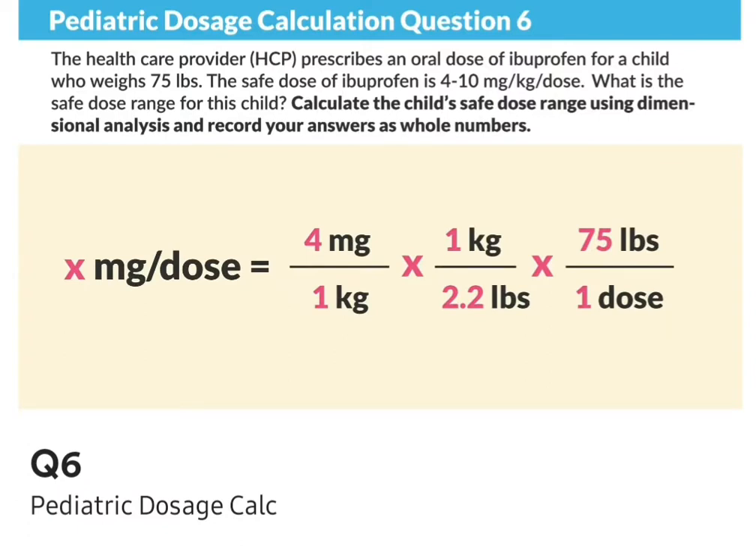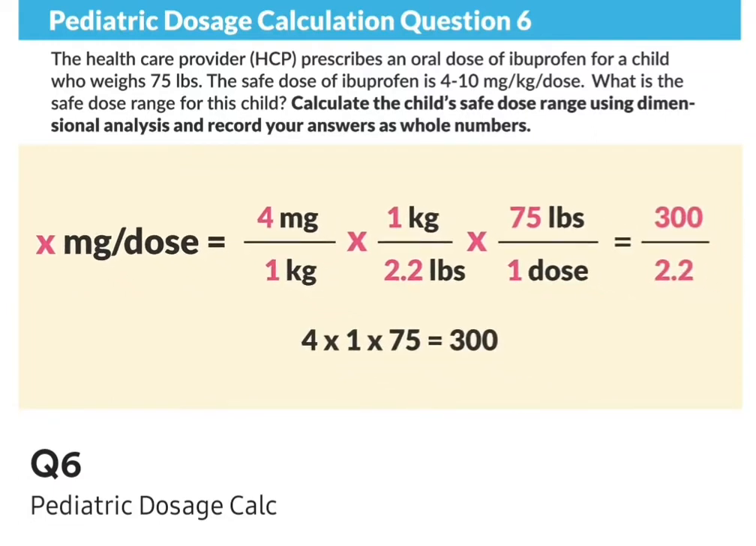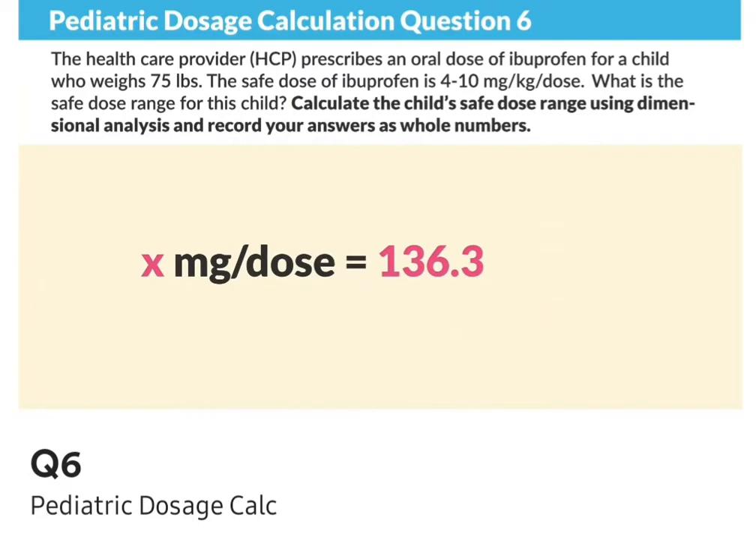So setting up our formula, 4 milligrams over 1 kilogram times 1 kilogram over 2.2 pounds because we have to convert that, right? We can't be given it in pounds. And the last one is 75 pounds over one dose because the little child weighs 75 pounds. So multiplying the top row and multiplying the bottom row, we get 300 over 2.2. So our correct answer here is 136.3. And remember, we never round up here for safe dose ranges for pediatrics. So our low dose is 136 here.